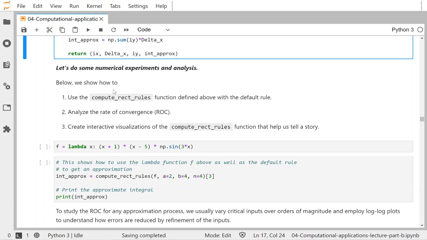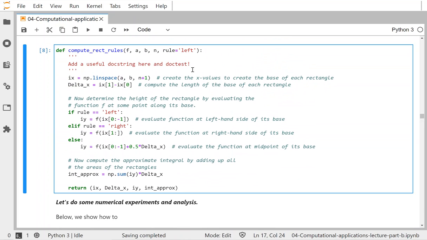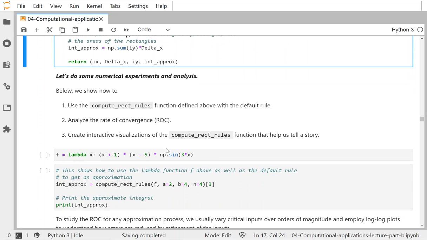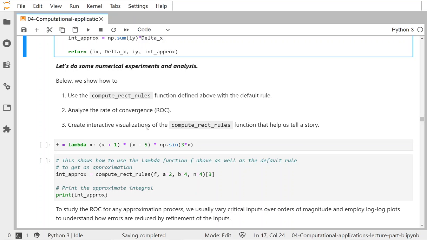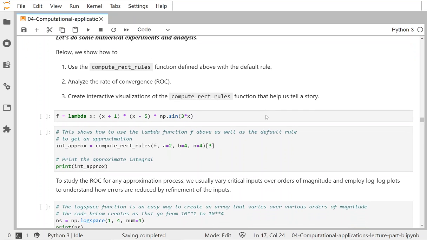Now let's do some experiments. So below what we show is the following. We use the compute rect rules function defined above with the default rule, the left endpoint. So I don't even use this initially. That's a default value, so I'll just focus on f, a, b, and n. I will analyze the rate of convergence, ROC for rate of convergence. And then I will create interactive visualizations of this function that help us tell a story about the integral.